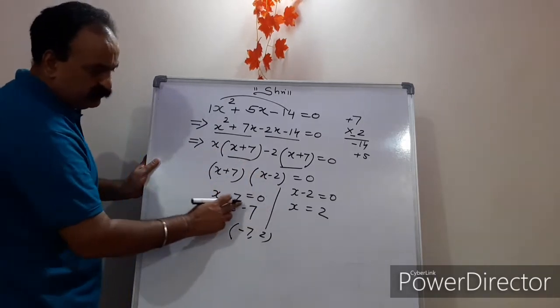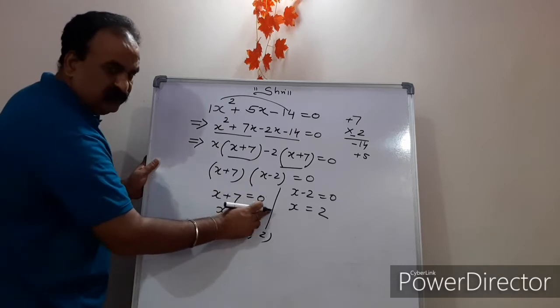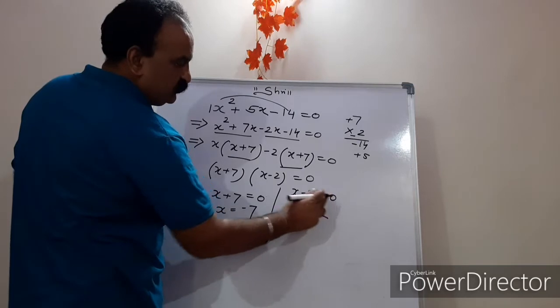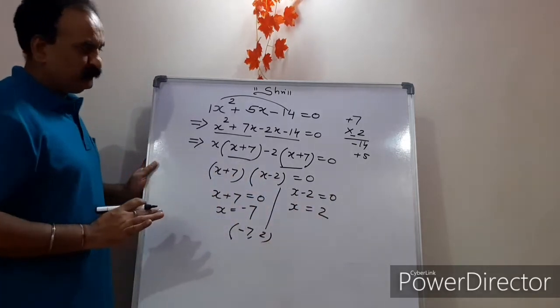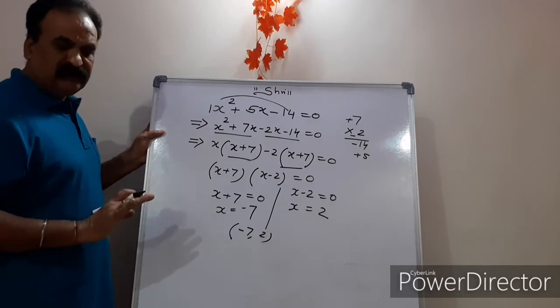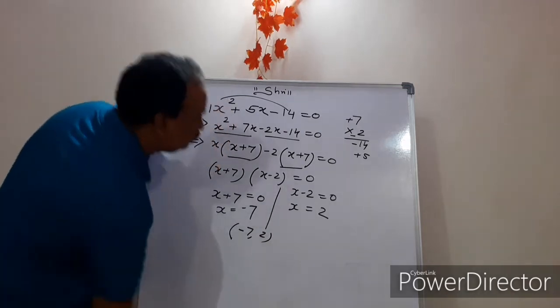Either x plus 7 equal to 0. Transferring plus 7 to this side, x is equal to minus 7. Or x minus 2 equal to 0, so x is equal to 2. Now all of you write the solution. In 1 minute, I am taking another example.